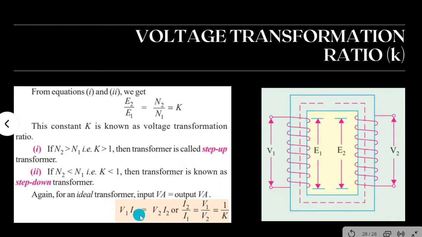So V1 I1 is equal to V2 I2. V1 I1 is equal to your apparent power. Apparent power 1 is equal to apparent power 2 at the secondary, or I2 over I1 is equal to V1 over V2, which is equal to 1 over K.